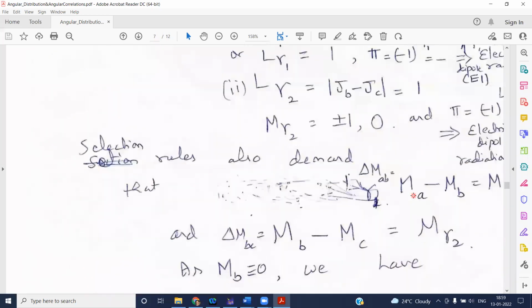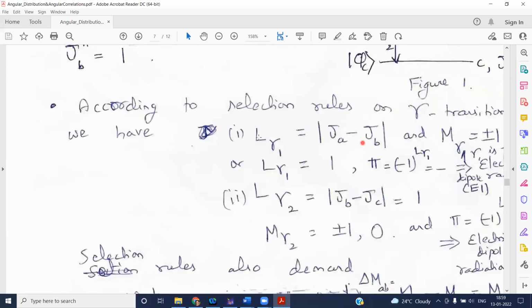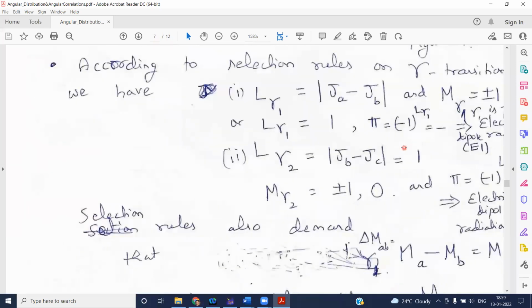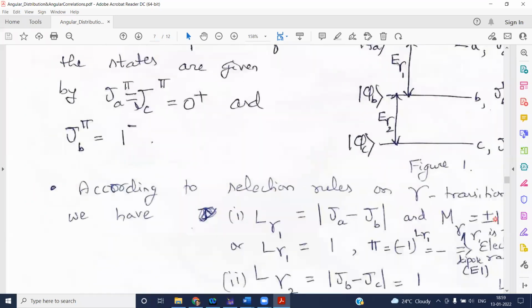Now, I have already told you selection rules, but I have not mentioned one selection rule especially. According to selection rules, delta M_AB, that is M_A minus M_B, is the M value carried by the gamma.